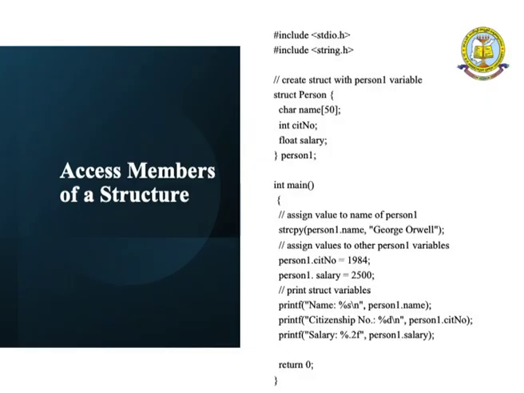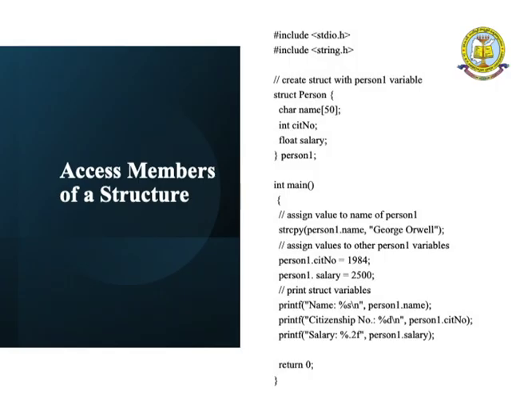You go through this code. This code, as given in C, has #include <stdio.h> and creates a struct with a person1 variable. Here the declaration of the structure is struct person: char name[50], int citizen number, float salary. Here we are creating a structure variable called person1 along with its declaration. So I have created the structure variable along with the declaration.